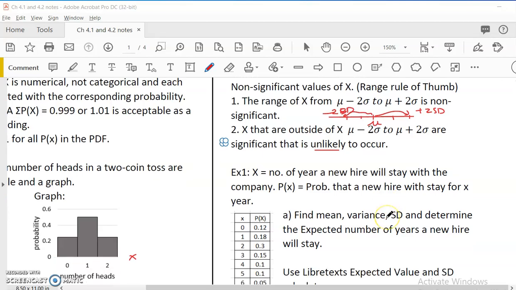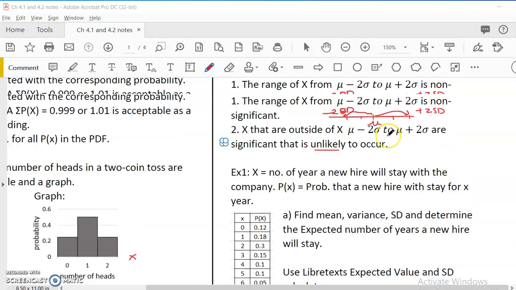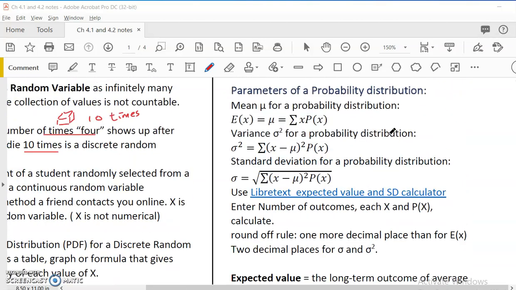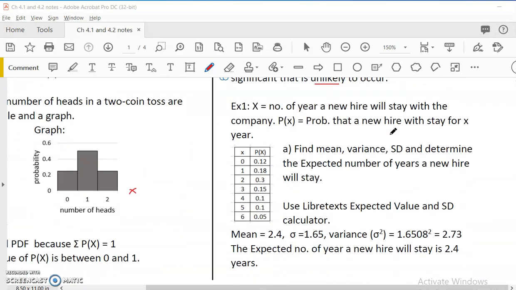Hello, statistics student. This video is for chapter 4.1, discrete random variable. So we introduce a parameter of a discrete random variable from a PDF, which is a table that lists all the x and p of x. And we are going to use those to calculate some values and understand how we can use those PDF.